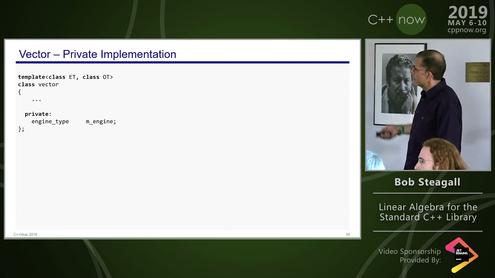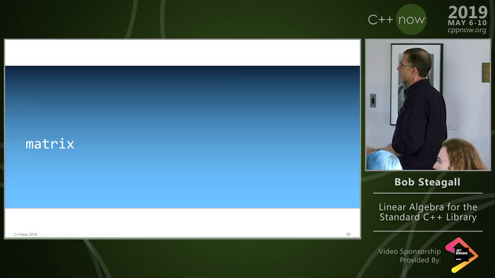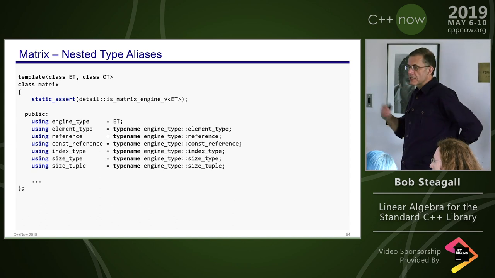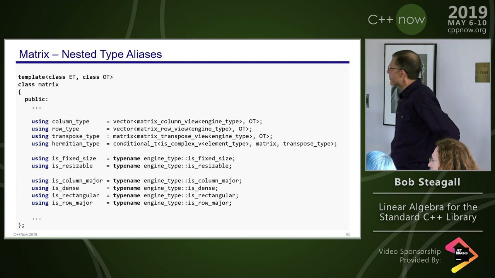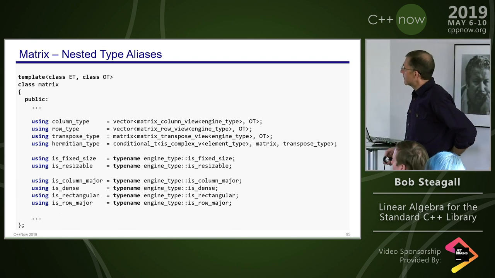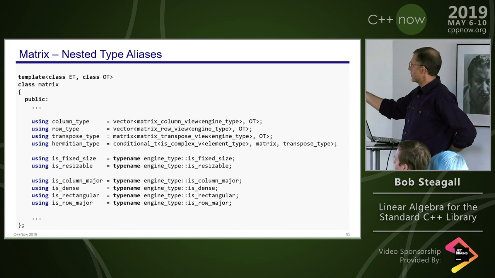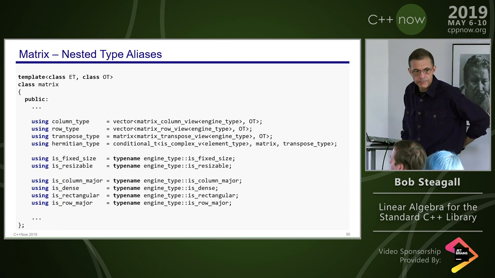So the vector, as I was saying, the vector contains an engine, right? It's a wrapper to the engine. Matrix is very similar. And you see that the same idioms, the same patterns occur over and over again. One interesting, again with the Hermitian type, if it's a complex element, the return type is a matrix. If it is not a complex element type, the return type for the Hermitian function dot H is the transpose type, right?